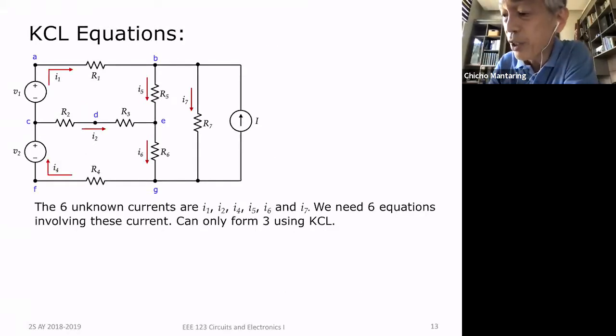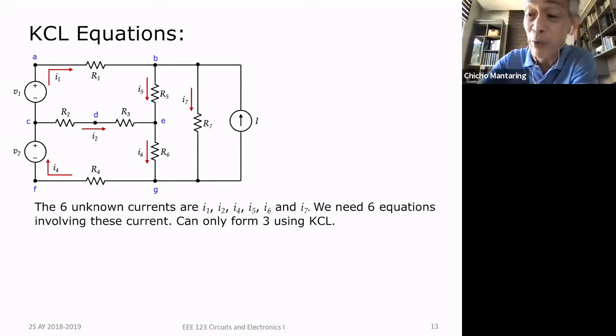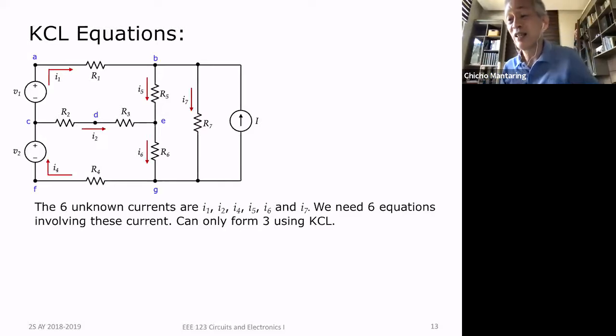These are my 6 unknown currents. I have labeled them I1, I2, I4, I5, I6, and I7. Lahat nitong mga pulang arrow are my unknown currents. Ito, alam ko na, no? So those are my 6 unknowns. I can only form 3 KCL equations. So let's form our KCL equations.